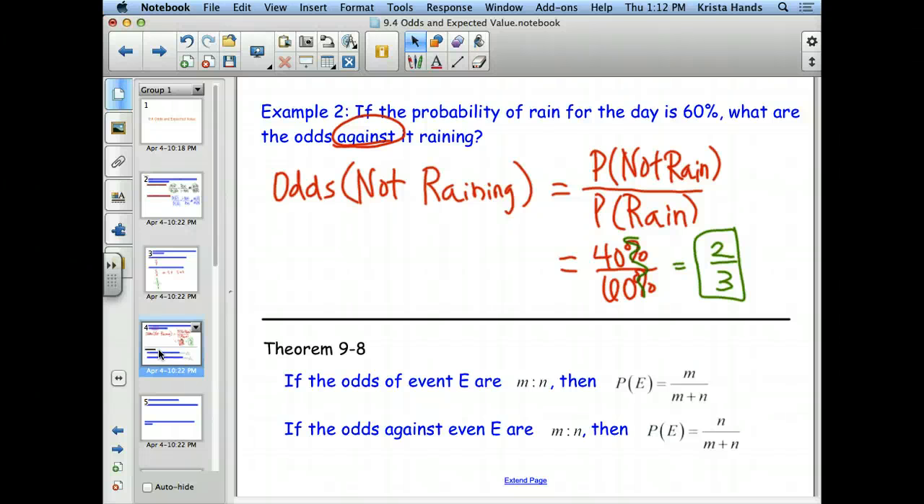Now, I told you there was a relationship between odds and probability, so we're going to take a look at that. So if we have the odds of an event E and they are m to n, then the probability is m over m plus n. And then if the odds against are m to n, then we have n over m plus n. And those are great formulas, and I encourage you to look at them and to think about them. But in reality, when you actually use them, you'll reason them out. So let's take a look at one so you can see what I mean, okay?